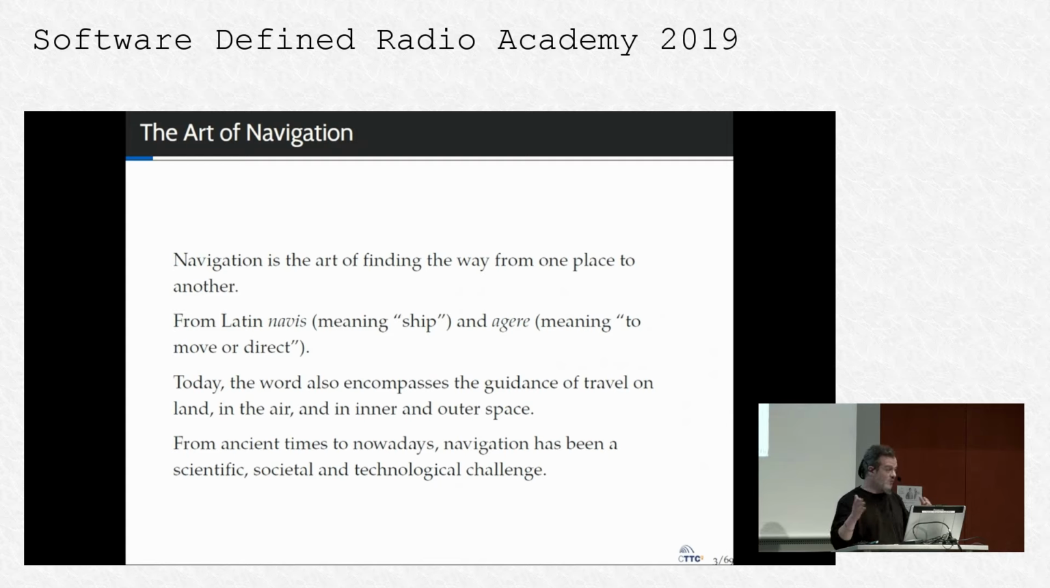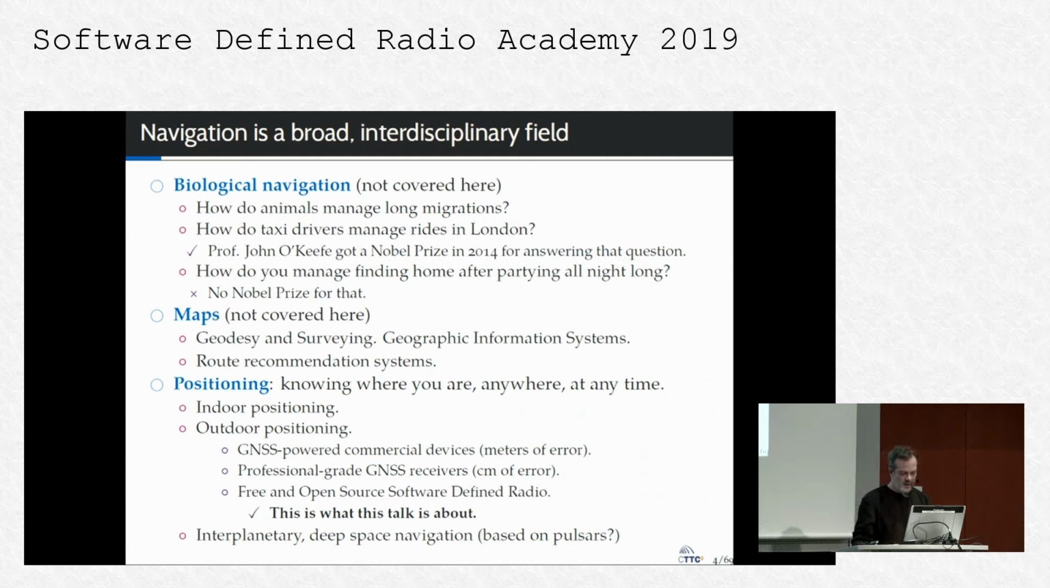We can talk on the topic of navigation from different points of view. One could be biological navigation. I just made up that term. I don't know if formally it's called like that, but it refers to how animals and humans get from one point to the other. There are extreme examples of that. For instance, a taxi driver in a big city like London has to bear in mind all the map of the city and how to reach each point from another. Professor John O'Keefe got a Nobel Prize for studying that, so it's not a joke.